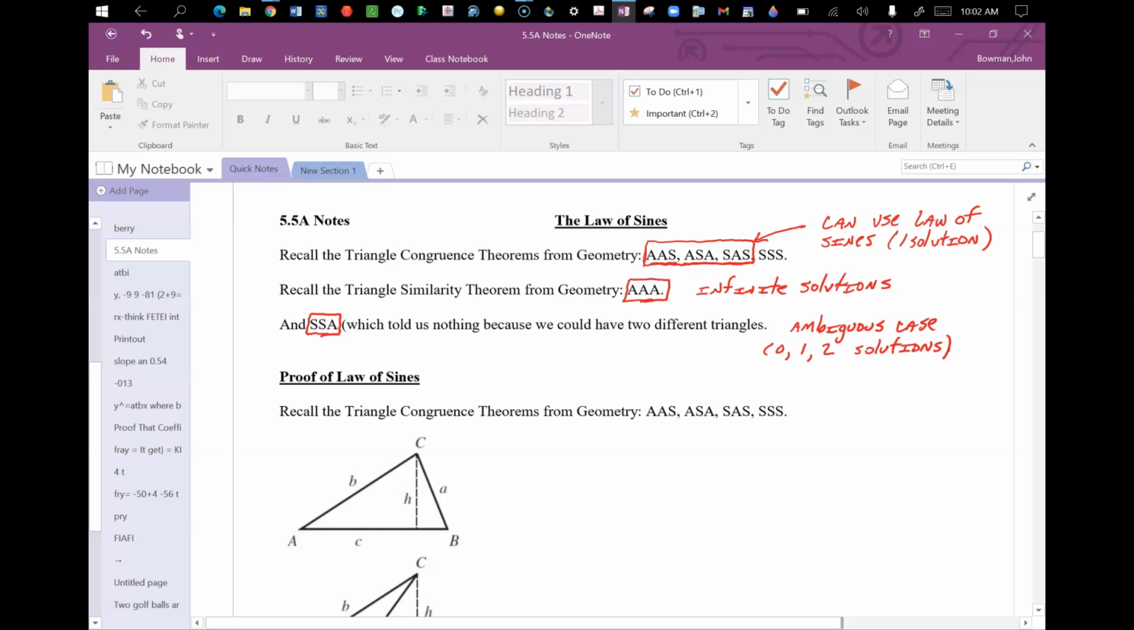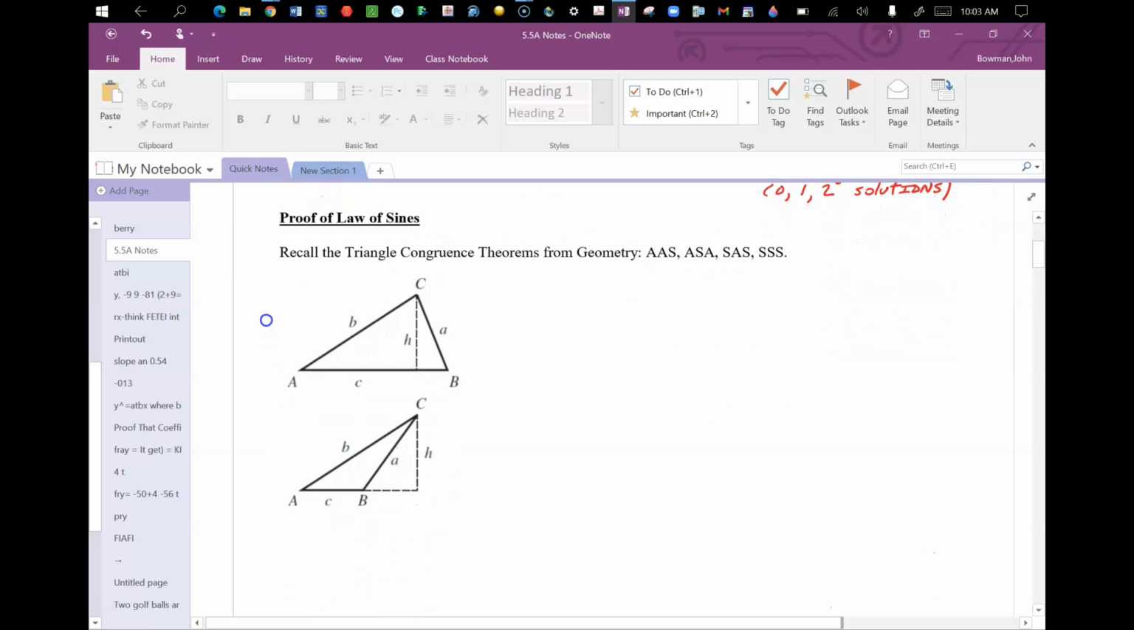Now you'll notice I didn't mention side-side-side. And the reason I didn't is because we're going to use something called the law of cosines to solve that situation. So the first thing I want to do now is to prove the law of sines. You will not be responsible for this, but I want to go through the proof anyway.